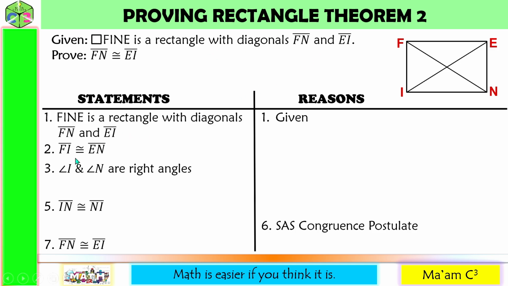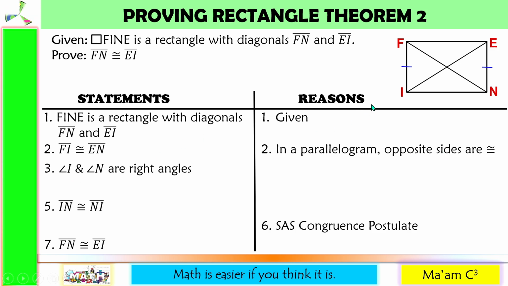Then it says here in the second statement, FI is congruent with EN. So what is the reason for their congruency? FI is congruent with EN because in a parallelogram, opposite sides are congruent. We know that this is a property of a parallelogram.